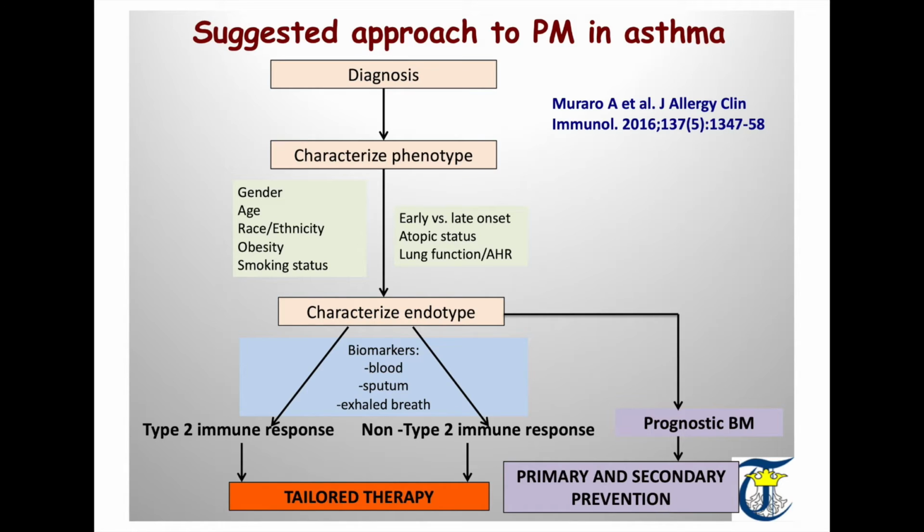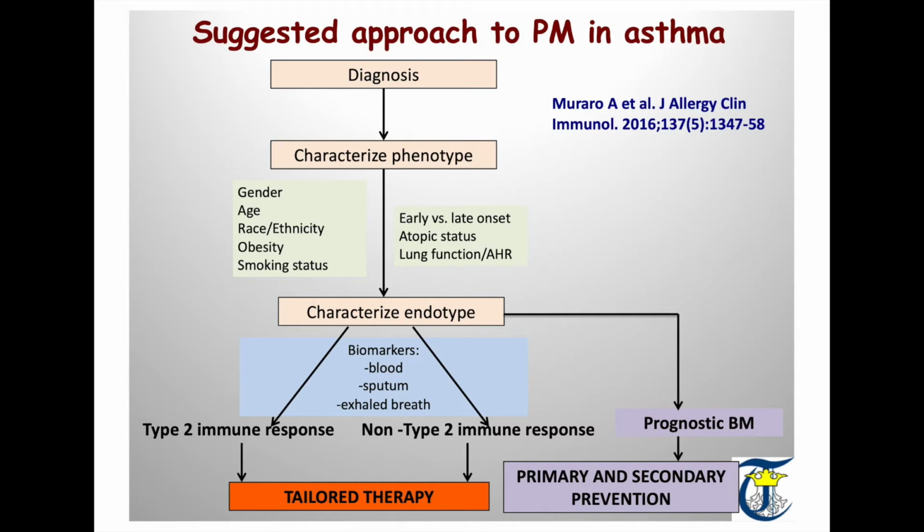We suggest the following approach for asthma, at least to get close to the stage of precision medicine. First of all, you characterize the phenotype. This we already do. But we have to make a step forward and look at the disease mechanism, so disease endotype. And at least you can use these biomarkers in blood, in sputum, or in exhaled breath to divide your patients into two major categories, type 2 or non-type 2 immune response. And with this, you go and tailor your treatment.